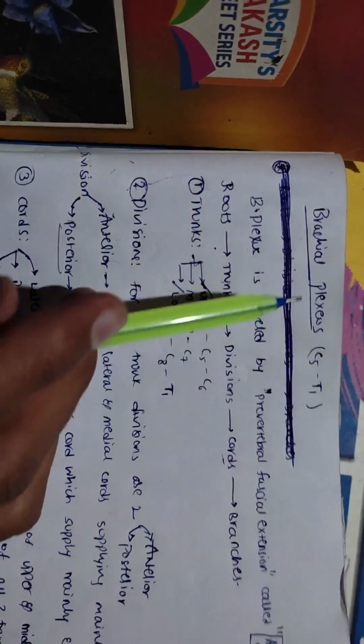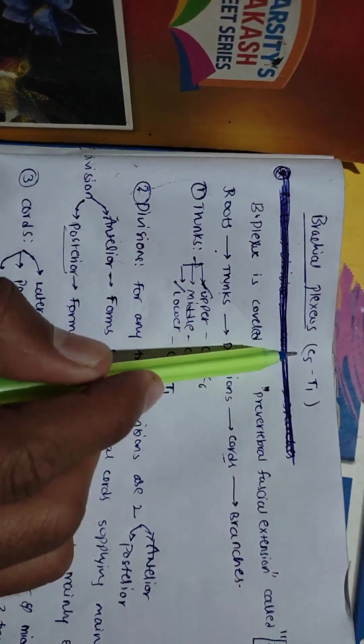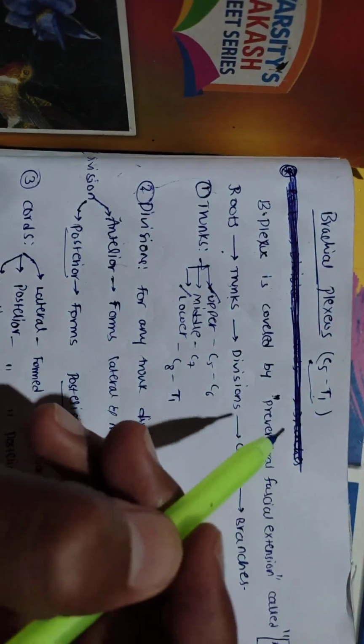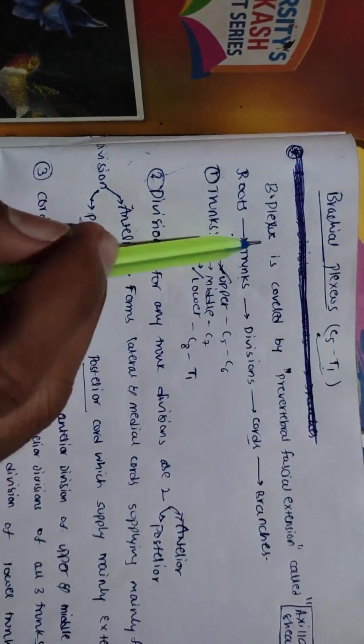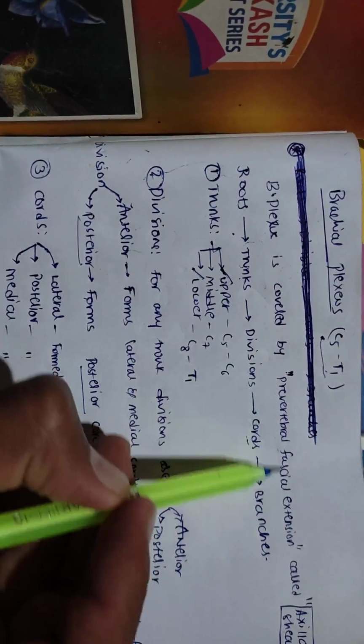Hello, today we are going to discuss the brachial plexus. You all know that the brachial plexus extends from C5 to T1 nerves, meaning it is formed by the C5 to T1 nerves. Okay. Now, the brachial plexus is covered by the prevertebral fascial extension.